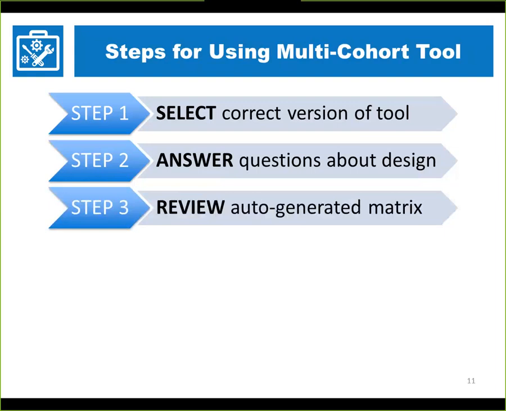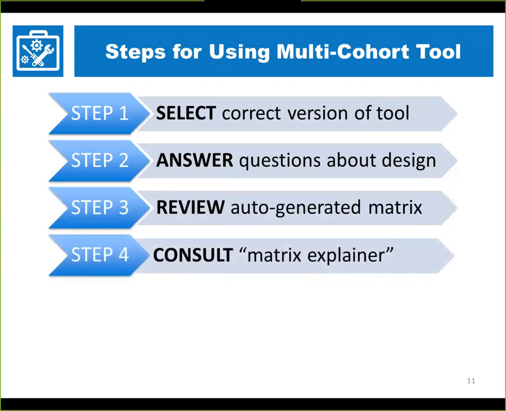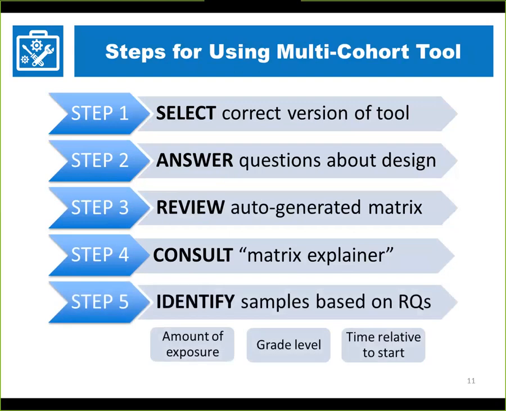Step 4 is to consult the Matrix Explainer tab to be sure that you understand the layout of the sample matrix. A general explanation of the format of the sample diagram is provided on the Matrix Explainer tab. And step 5, after the matrix has been generated, you can identify the groups of students that will be included in the sample for each of the impacts that will be estimated. Samples may be combined to measure outcomes for students with the same amount of exposure to the intervention, for example, 2 semesters, in the same grade level at the end of freshman year, or at the same point relative to the start of the intervention, for example, semester 4.